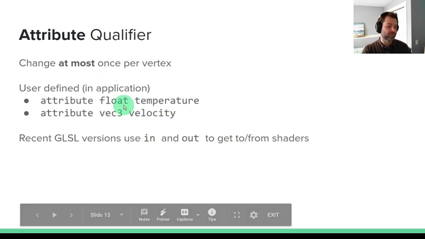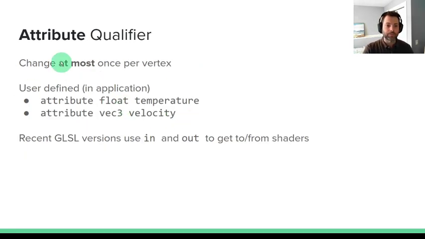Okay, so the qualifiers. Enough preamble. Let's talk about them. Attribute qualifier. So this is one we talked about. You need this in your application to link up to your shader, right? These are allowed to change at most 1 time per vertex. So if you have an attribute variable, it changes once each vertex. And again, we can define multiple things for these, right? They can be floats, they can be vec3s. They link up to a shader, but they're going to change at most once per vertex per iteration.